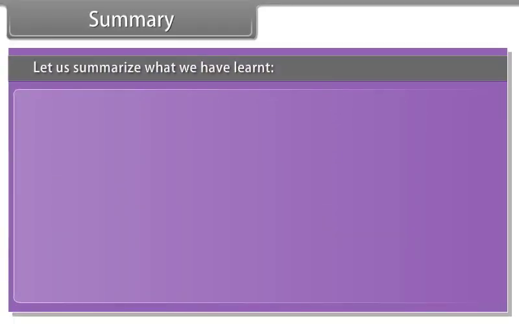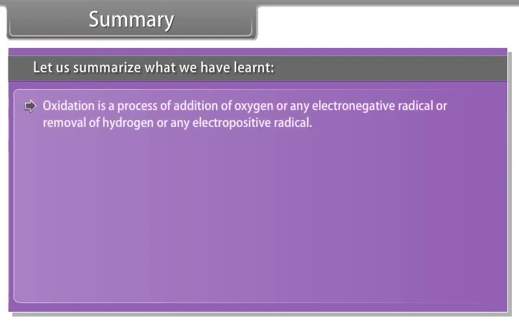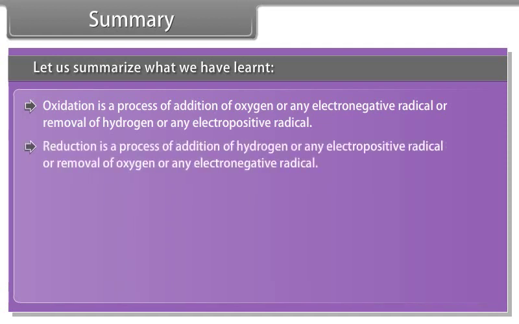Summary. Let us summarize what we have learned. Oxidation is a process of addition of oxygen or any electronegative radical or removal of hydrogen or any electropositive radical. Reduction is a process of addition of hydrogen or any electropositive radical or removal of oxygen or any electronegative radical.